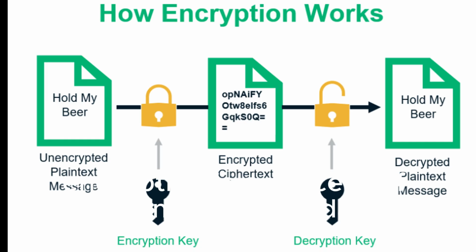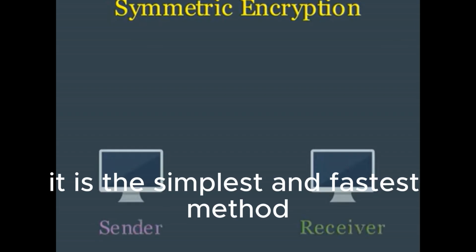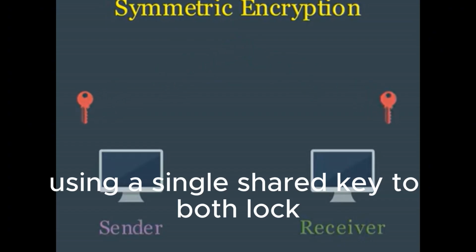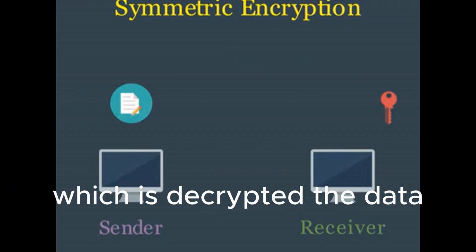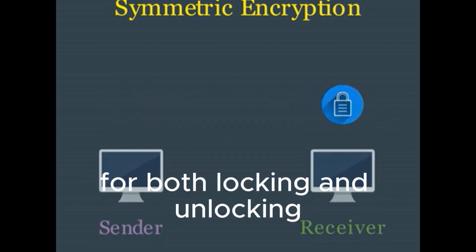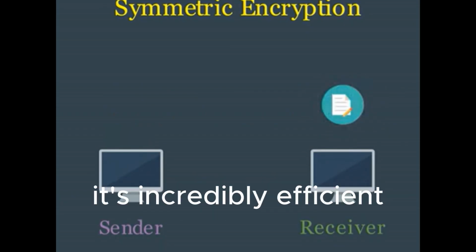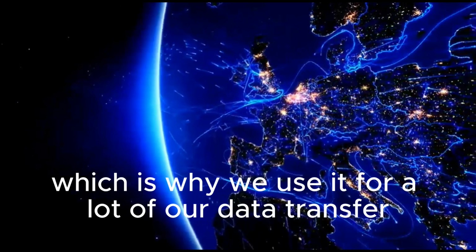Encryption is a process of scrambling your data into an unreadable form, making it meaningless to anyone who intercepts it without a key. There are two main types of encryption. The first is symmetric encryption. It is the simplest and fastest method, using a single shared key to both lock, which is encrypt, and unlock, which is decrypt the data. Think of it like a padlock where the same key works for both locking and unlocking. It's incredibly efficient, which is why we use it for a lot of our data transfer.